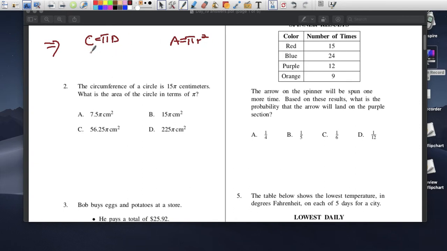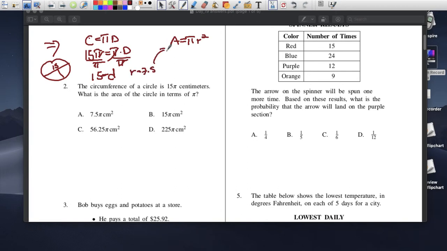So circumference here is 15 pi, so let me write 15 pi equals pi times d. Let's cut off pi from each side, and I have that the diameter is 15. Now if the diameter is 15, here's my circle. That diameter is 15. Half of it, which is the radius, so the radius would be 7.5.